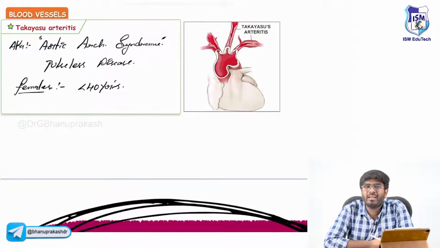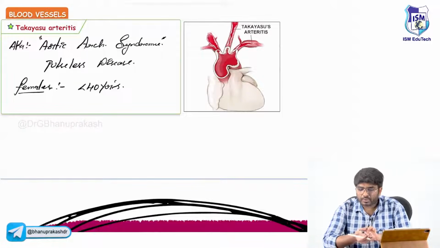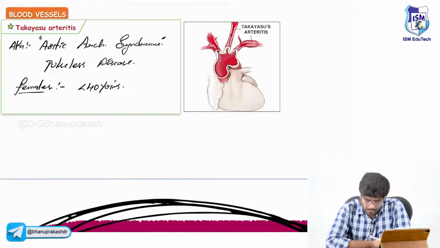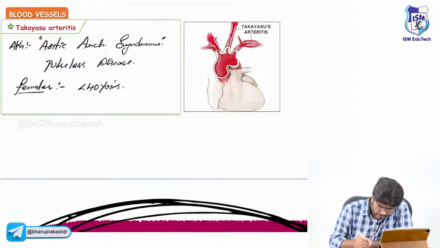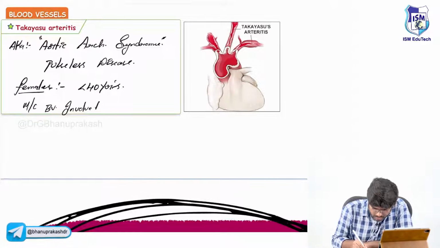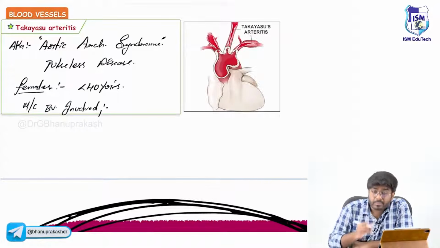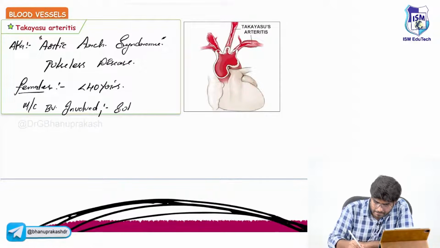So a younger female who presents to your clinic, when you try to measure her pulse, the pulse is not there. There is very weak pulse, feeble pulse, pulseless patient. What do you suspect? Young female, Takayasu arteritis, aortic arch syndrome. In one of the exams, this question was asked: most common blood vessel involved. They are asking the blood vessel. It is subclavian artery.